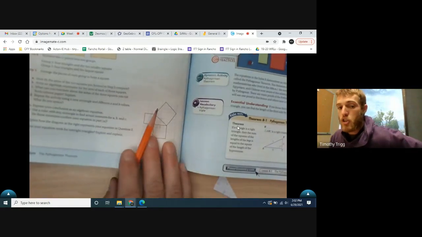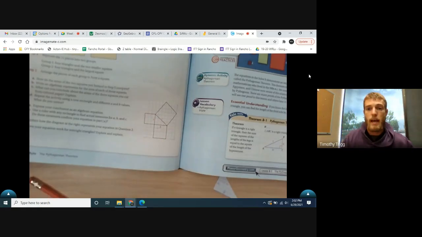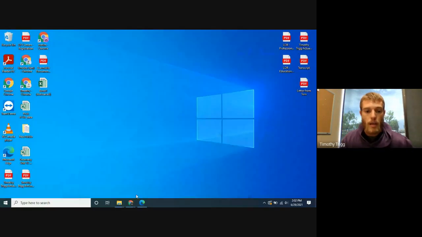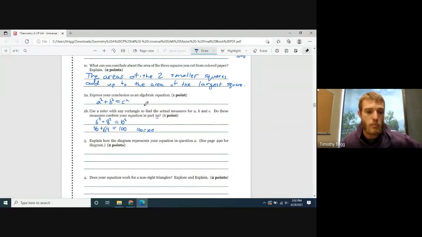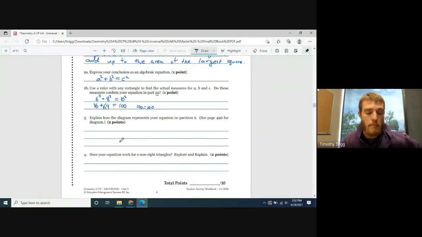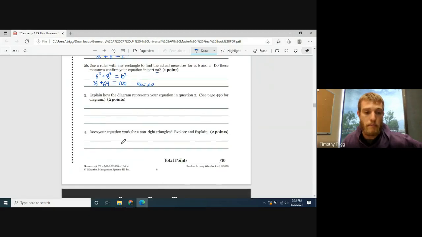So what I want you to say also is that in that diagram, the area of the two smaller squares add up to the area of the largest square. Okay, so basically just what we wrote here. So go ahead and write that there for number 3.